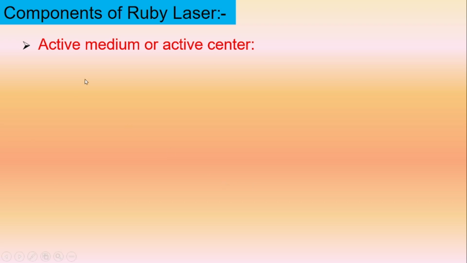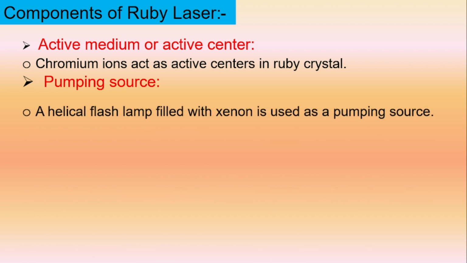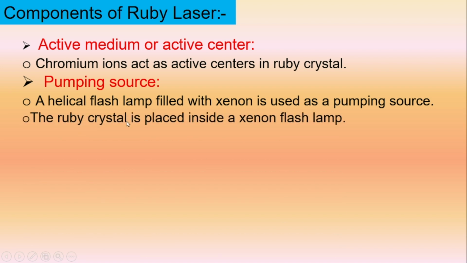In the components of ruby laser, first is the active medium or active center. In ruby laser, chromium ions act as the active center. Now let us see the pumping source. In ruby laser, as already told, a helical flash lamp filled with xenon is used as the pumping source. The ruby crystal is placed inside a xenon flash lamp.